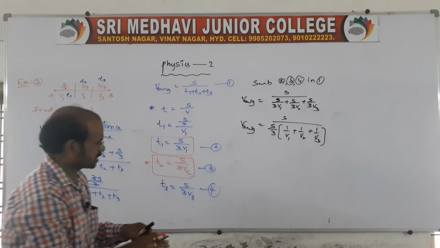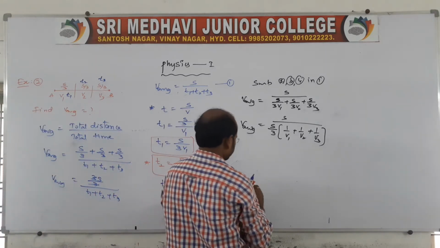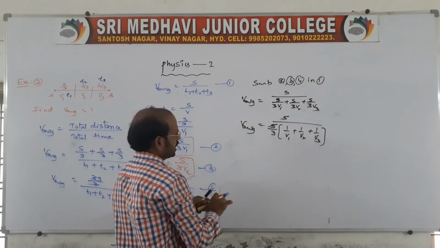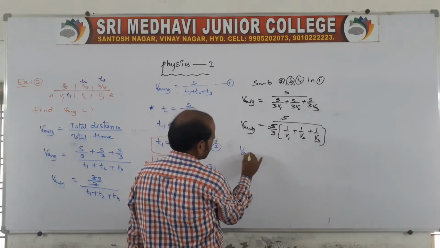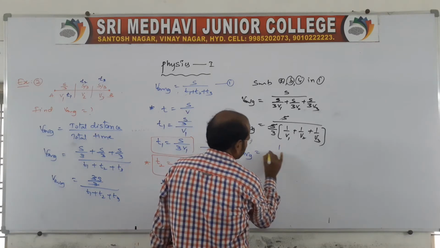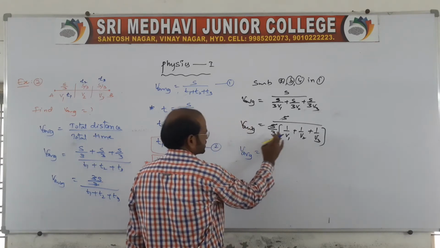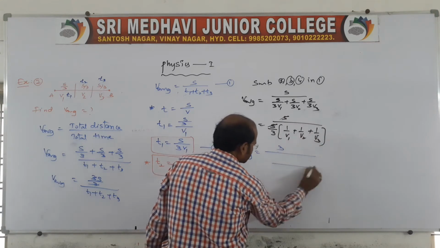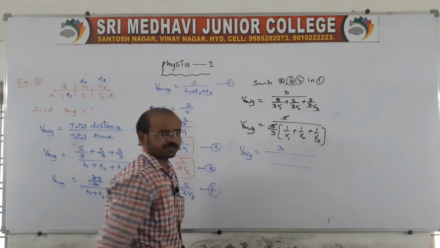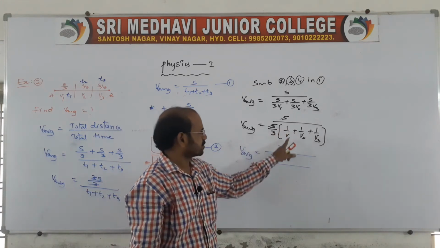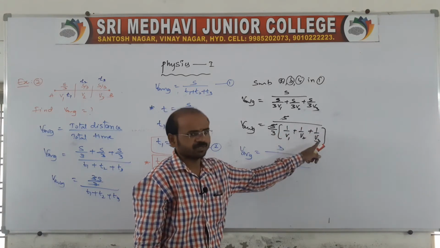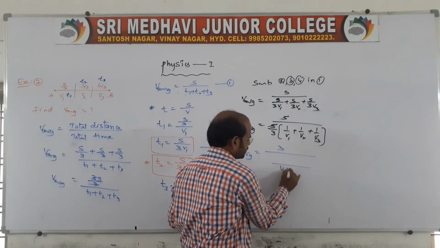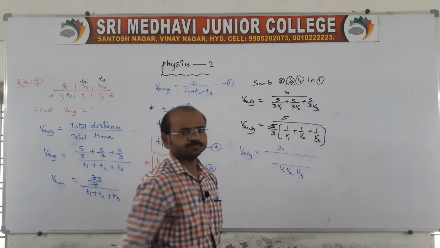Let us come to the next step. Here s by s is cancelled. Coming to the average speed, the 3 will come up, so you take 3 in the denominator. Since v1, v2, v3 are there, in 1 by v1 plus 1 by v2 plus 1 by v3, we can take the LCM, which is v1 v2 v3.